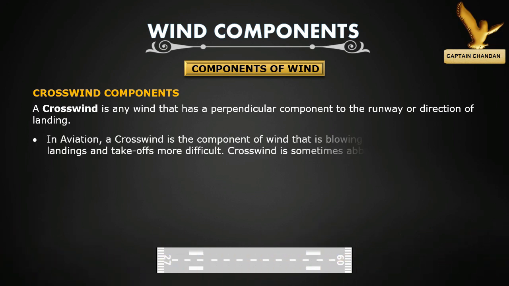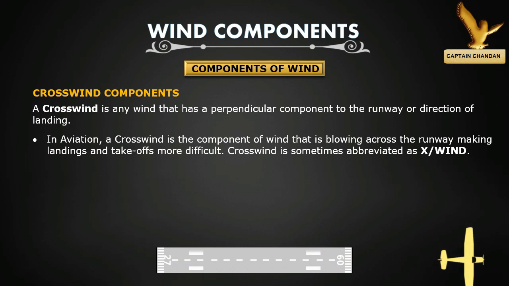In aviation, a crosswind is the component of wind that is blowing across the runway, making landing and takeoff more difficult. Sometimes we write x-wind. If there is a strong crosswind, it will be hard to land the aircraft because the pilot tries to land on the center line, but due to the crosswind effect, the aircraft blows in the direction of the wind.